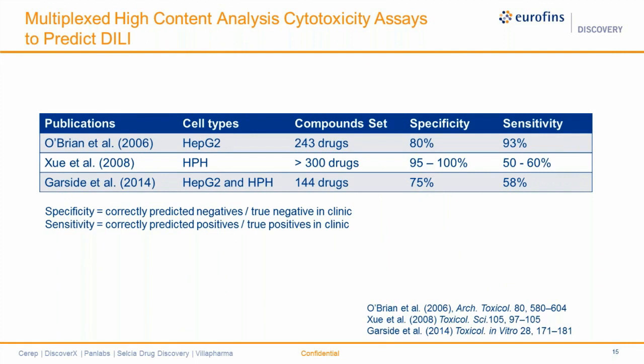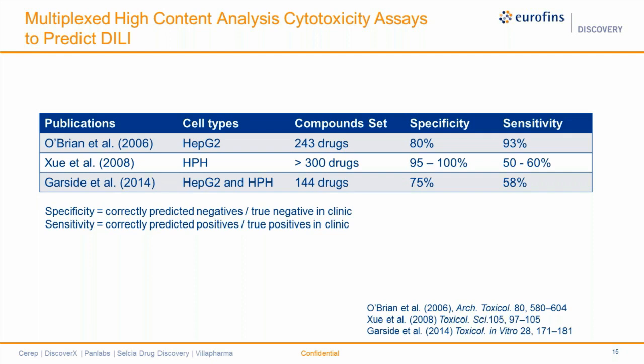And the utilization of high-content analysis imaging assays to predict DILI in humans has been extensively validated, and there are a few publications of those validation studies. For example, in a study in 2006, O'Brien tested 243 compounds in hepatoma cells by high-content analysis imaging cytotoxicity assay. The results show 80% specificity and 93% sensitivity.